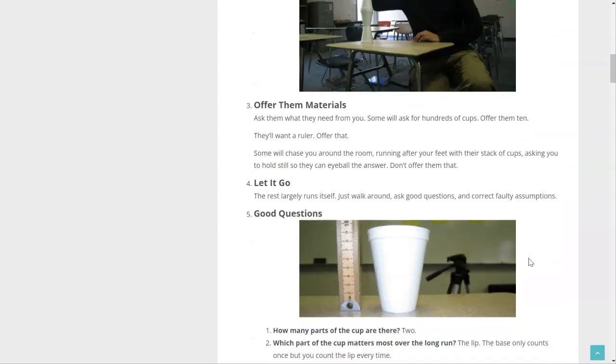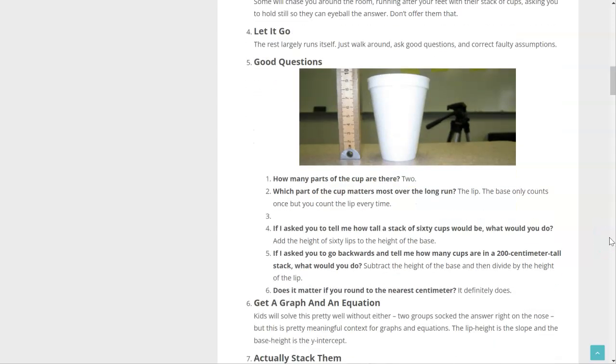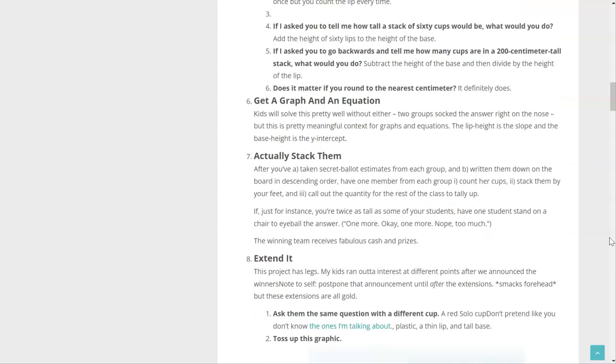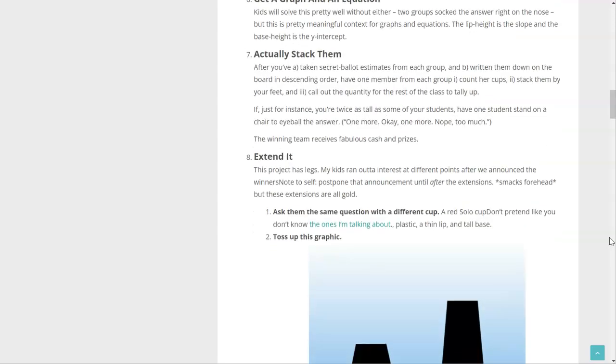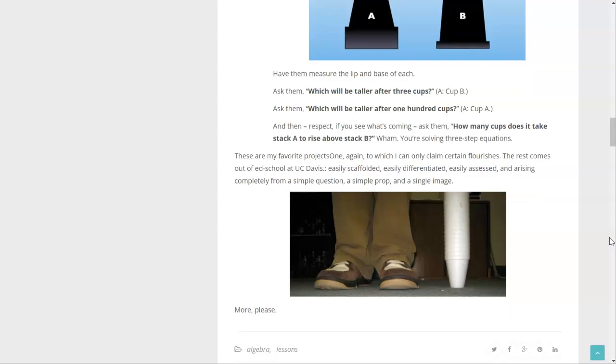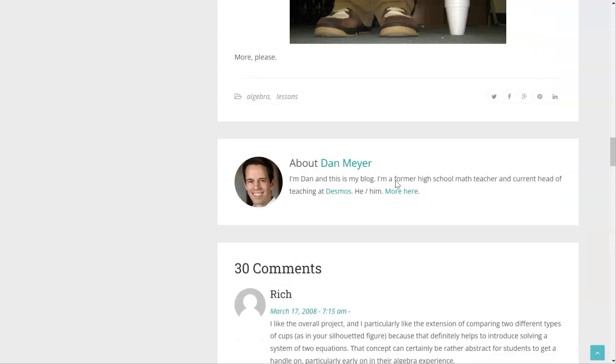But he talks about the process, and the kids actually need to be given some kind of ruler or measuring device. He does use centimeters to measure, so you may want to tell them up front what unit to look at if you have a preference. And then you're going to have them come up with a graph and an equation, actually stack the cups, actually measure the cups, and then he has an extension here. And then he has two different kinds of cups. So, I mean, he's got a lot of information here.